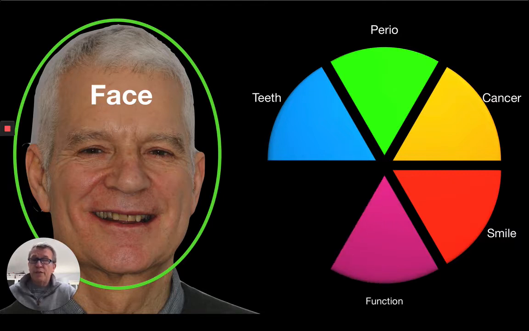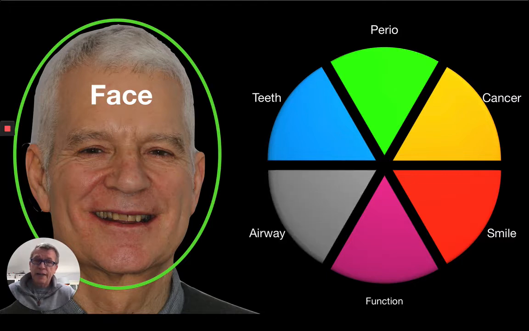We want these things to work well. It's got to function. So we need them to be able to chew and speak, and lots of different things that we need to happen. And then the last piece of this jigsaw is the airway, because people need to be able to breathe properly in order to live well and to be healthy.